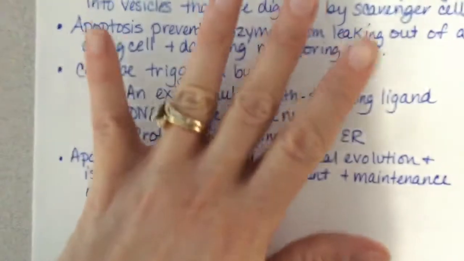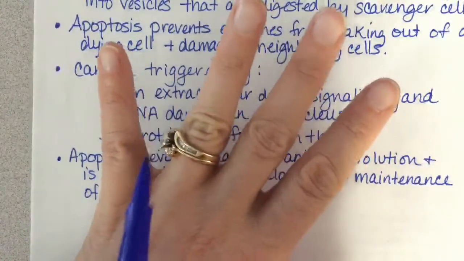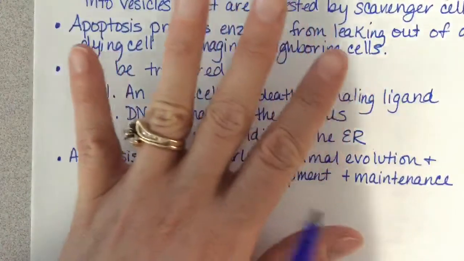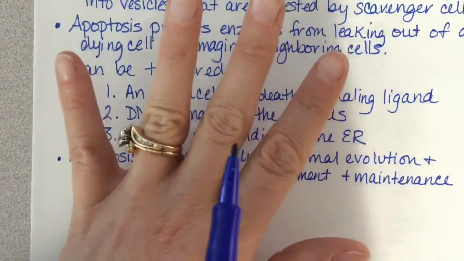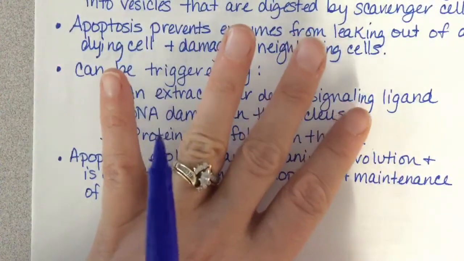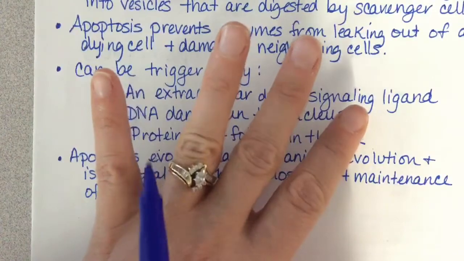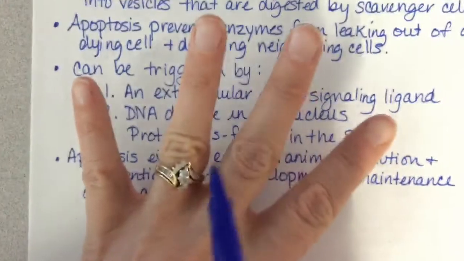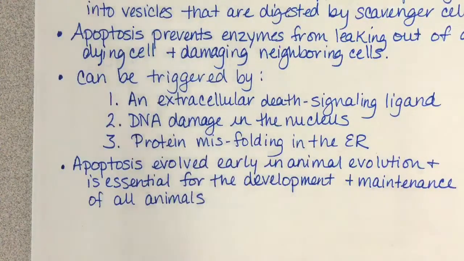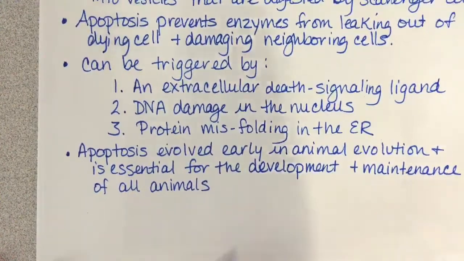Early on in development, we have cells in between our fingers. They're like webbed between our fingers and also our toes. In development, while we're still inside of our mother, those cells undergo apoptosis and die, leaving us with free-moving fingers and free-moving toes. So that's an example of it being essential for development in humans.